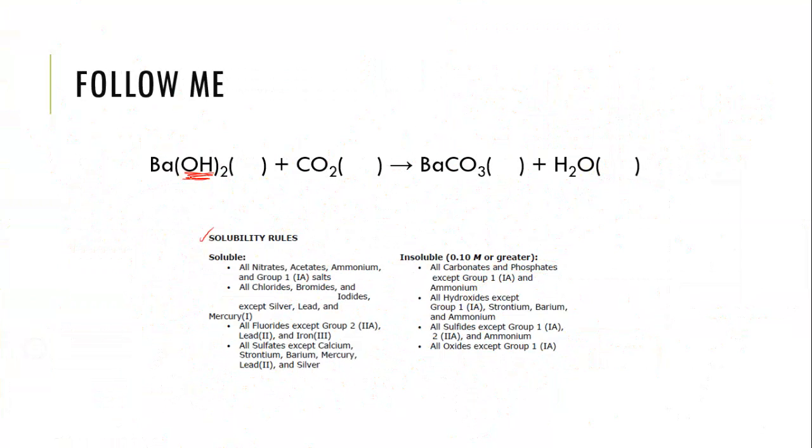This first thing ends in a hydroxide. So hydroxides are right here. Hydroxides are not soluble except when they're with group 1A, strontium, barium. Look at what this is. This is barium. Barium and ammonium. So since it's with barium, that flips it over to the other side. So that will be S.